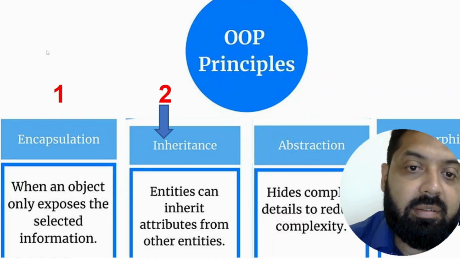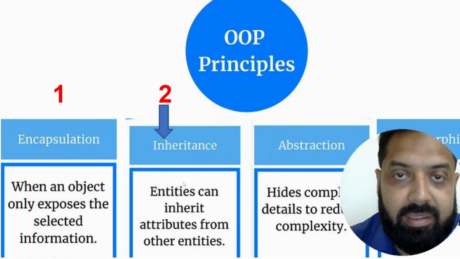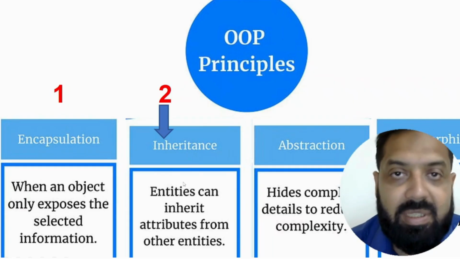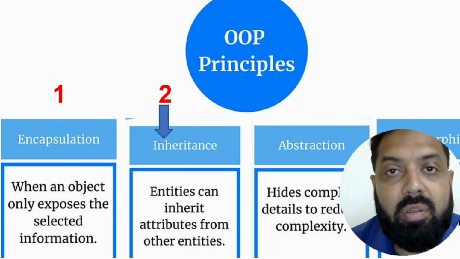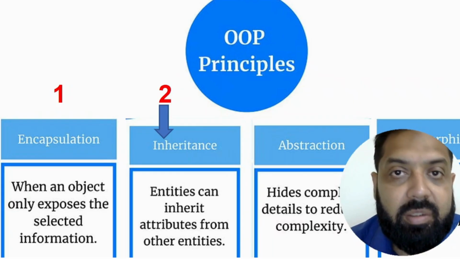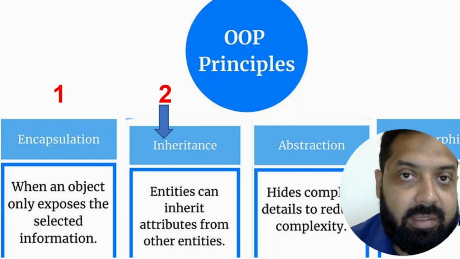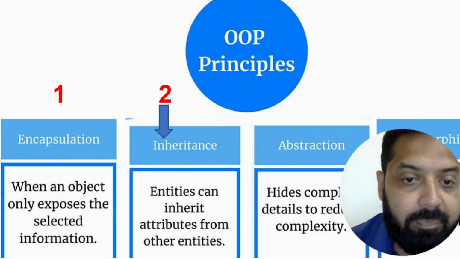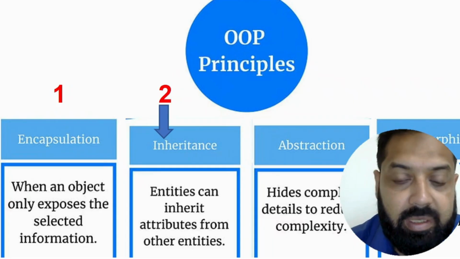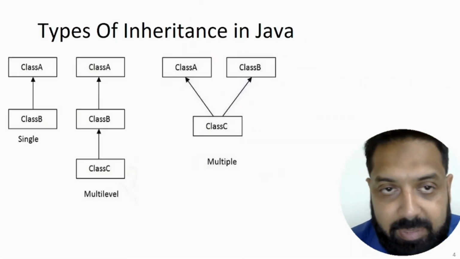Similarly, when we create inheritance among classes, the basic purpose is that we want to access the attributes of the parent class in our child class. Okay, let's move toward the practical example.